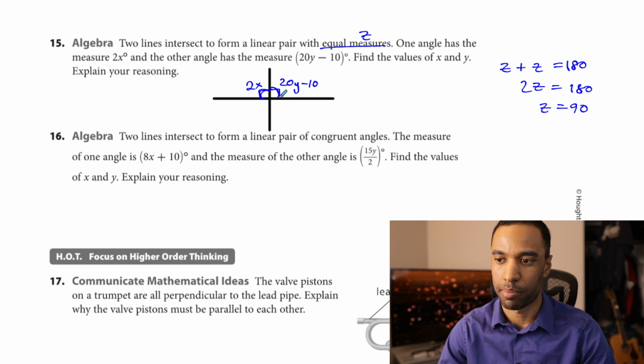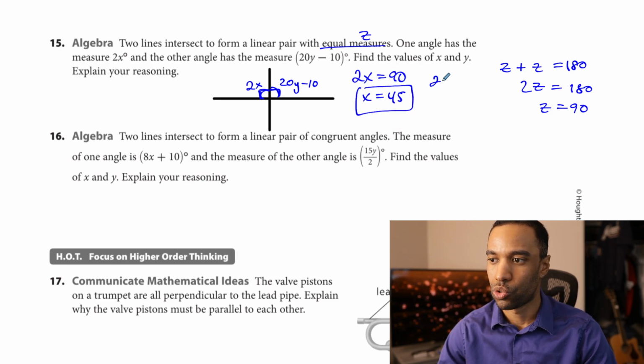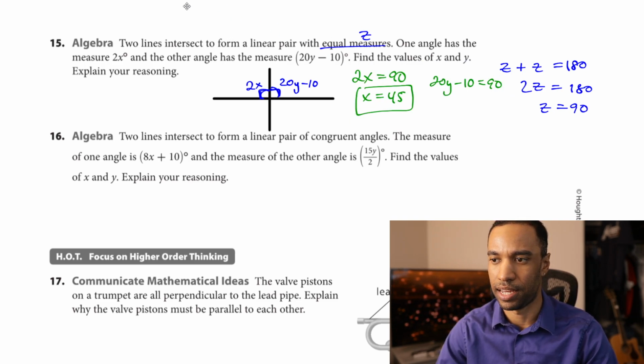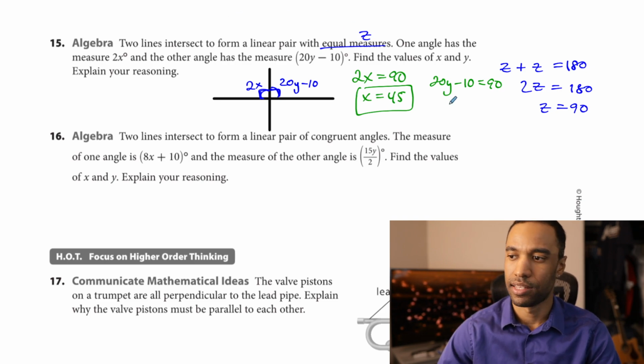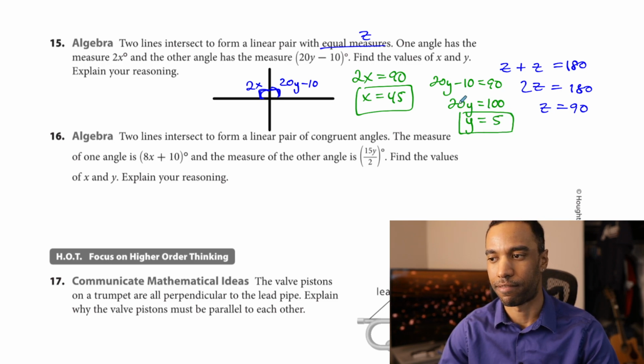That's kind of what we talked about before. They're both congruent in a linear pair. They both add to 180. So 2x is 90, therefore x is 45. And 20y minus 10 equals 90. Let me use a different color. 20y minus 10 equals 90. Add 10 to both sides. I get 20y equals a hundo. And divide by 20, I get y equals 5.